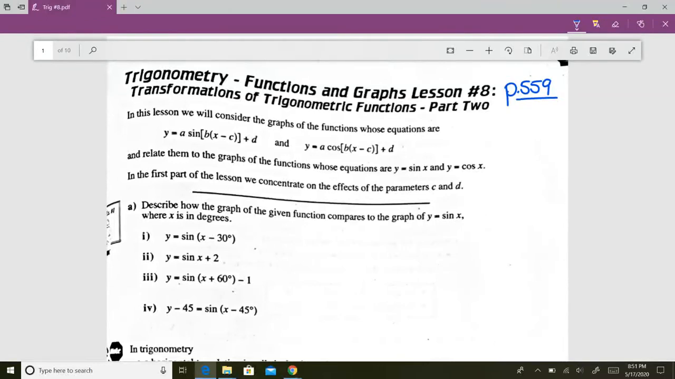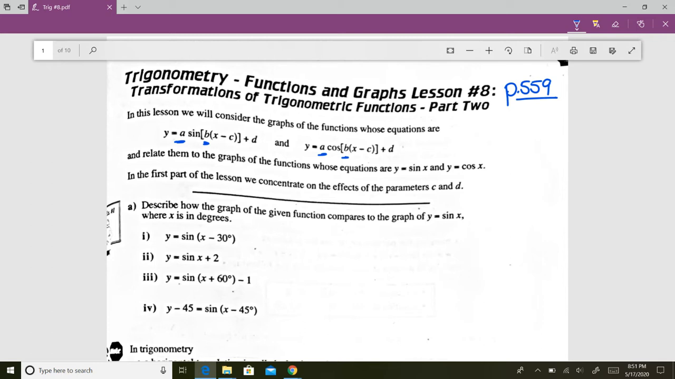Everybody, we're on lesson 8 for trigonometry part 1, page 559. So in the last lesson, lesson number 7, we looked at the a value and the b value for sine and cosine. We're only going to do this for sine and cosine. We will not do it for tan.